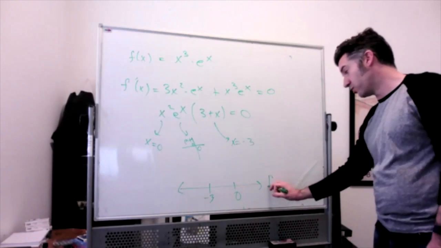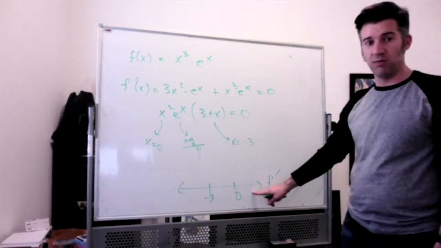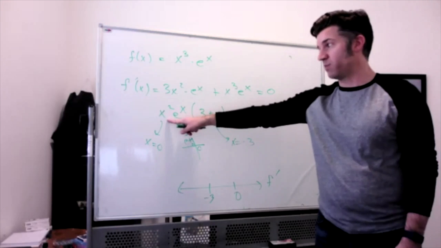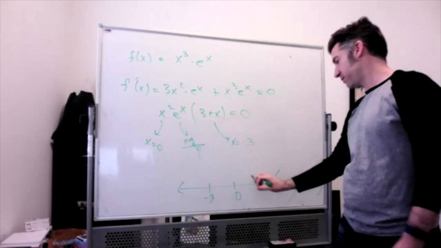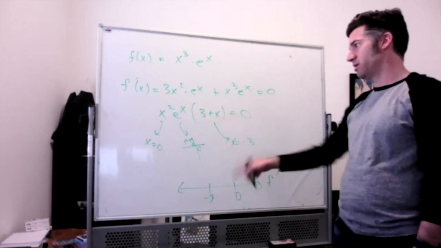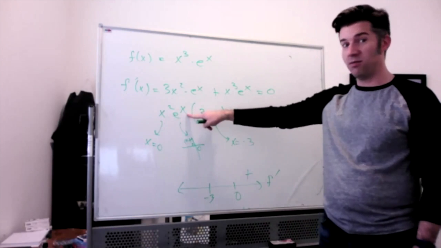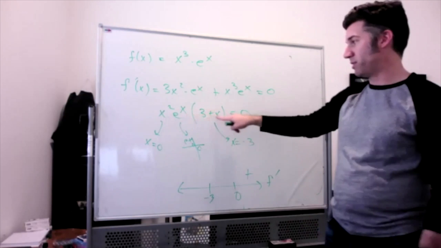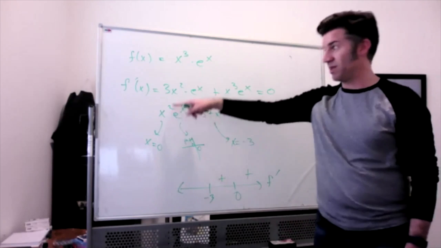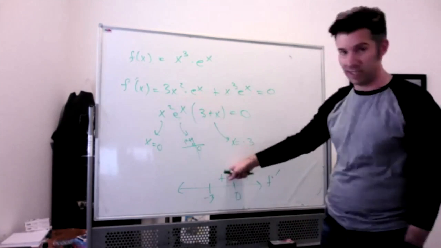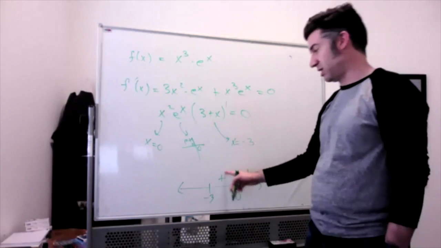And look at what your derivative is doing. Pick a number larger than 0, like 1. 1 squared is positive. e to the whatever is always positive. And 3 plus 1 is positive. Pick a number less than 0, like -1. -1 squared is positive. e to the -1 is positive. 3 plus -1 is positive. Or you could have said 0 came from this factor with an even multiplicity, meaning the sign stays the same. And then finally, -3 came from this with an odd multiplicity, so the sign's going to change.